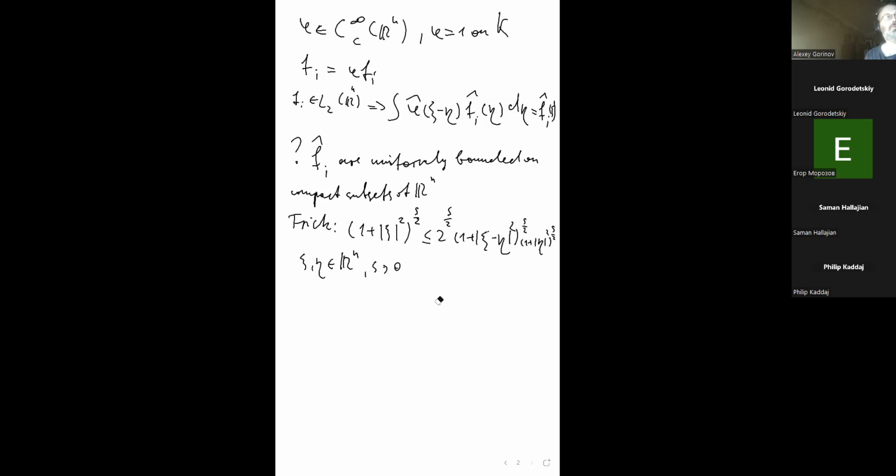Okay. Well, this is just an inequality. Let's assume it for a minute. Okay. Then what do we have? Well, let's take this inequality and multiply both sides by 1 plus psi squared to the s by 2.